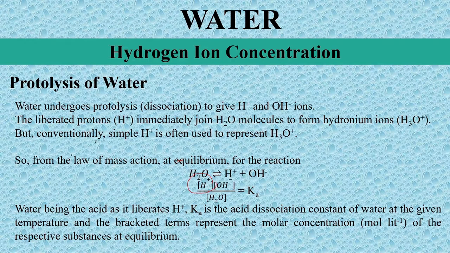The bracketed terms represent the molar concentration, mole per liter, of the respective substance at equilibrium. That is, bracketed H+ is the molar concentration, that is mole per liter, of hydrogen ion at equilibrium.